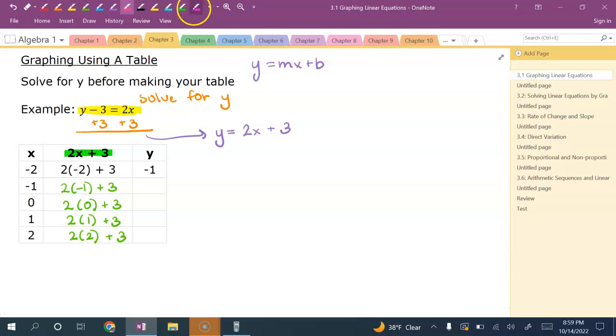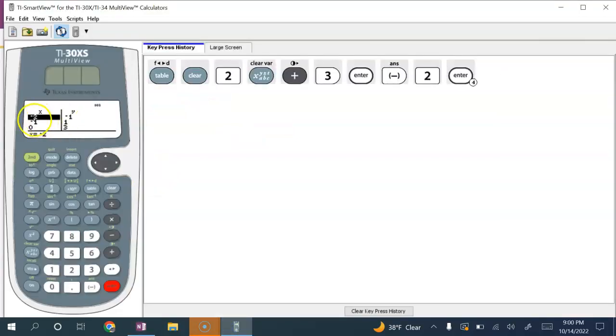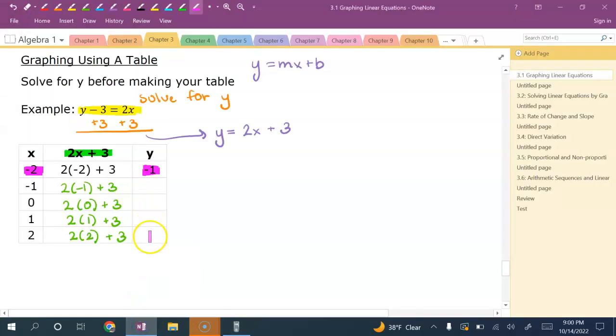You can see that first point, I had negative 2 in for my x and I got negative 1 for my y. And on my table, I see that happening. Negative 2 for my x, negative 1 for my y. So going down the y column here, and you can use the arrows to go up and down through your chart to get those other points. We should be able to grab all those y values now to fill out the rest of this chart.